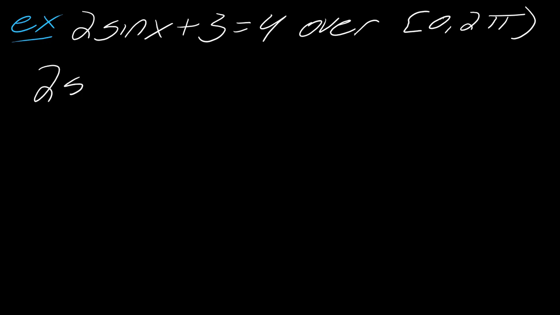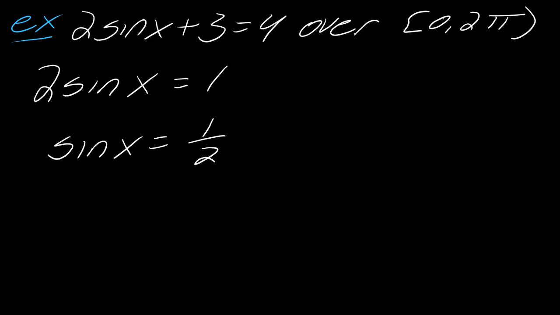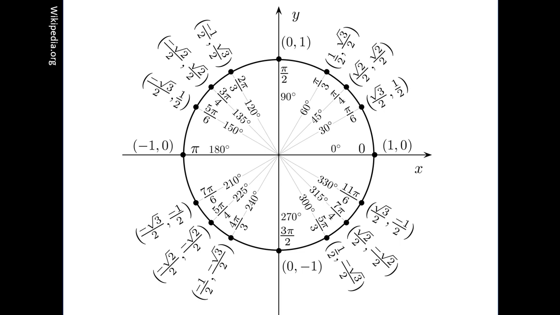Okay, so let's see. I'm going to start by subtracting that 3. So if I subtract the 3 from both sides, this becomes 2 sine x equals 1. And then if I divide both sides by 2, I get sine x equals 1/2. So now using my unit circle, where does sine of x equal 1/2?